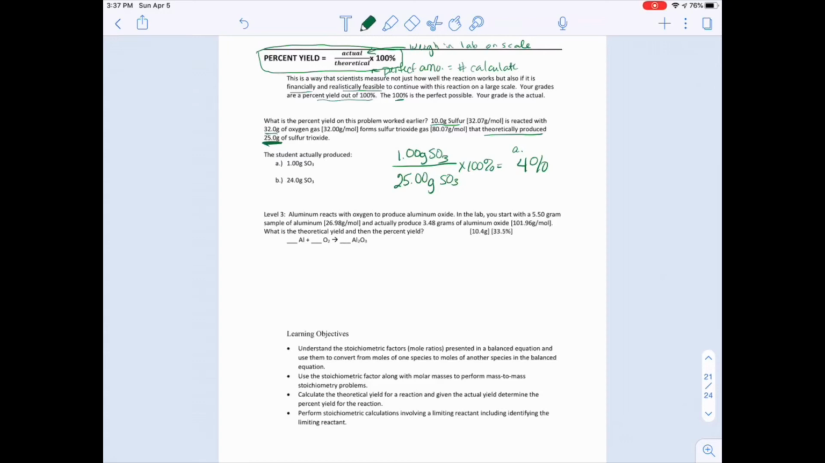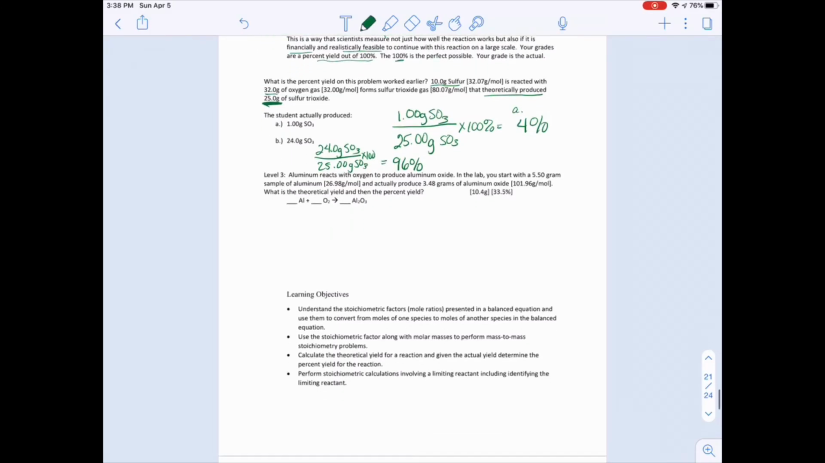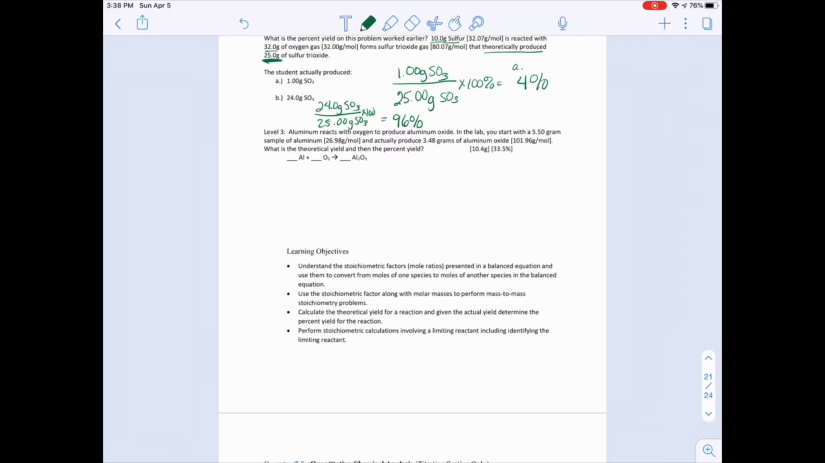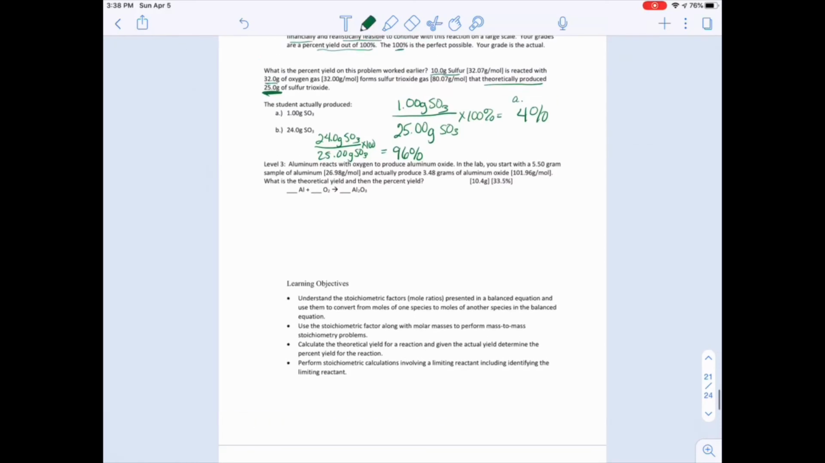Now if we're doing part B, this gives us 24.0 grams of SO3 divided by 25.00 grams of SO3 times the 100%. And we do 24 divided by 25, and you get 96.0%. That was a much better yield. Don't use the 100 part of this equation to try to figure out sig figs. That is considered exact.